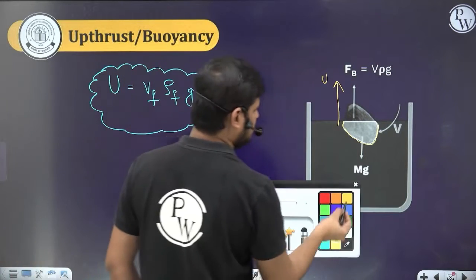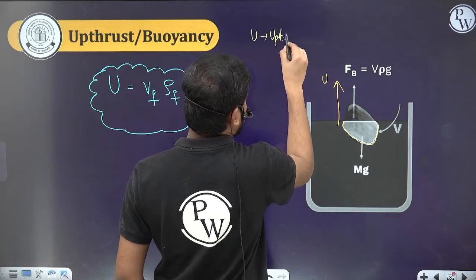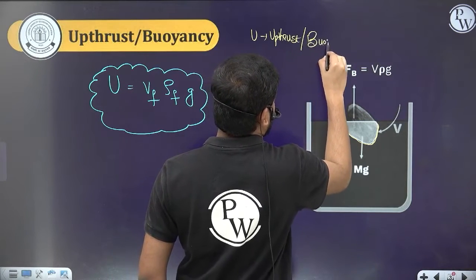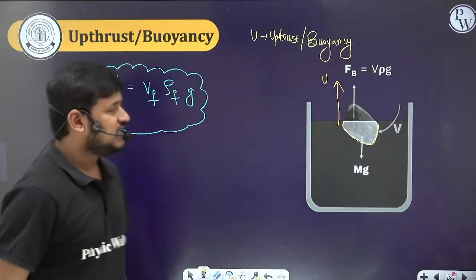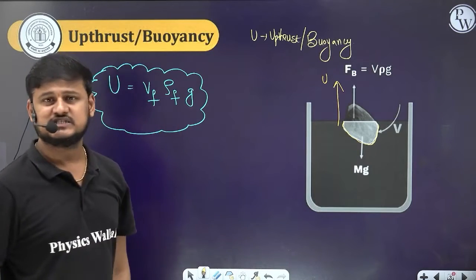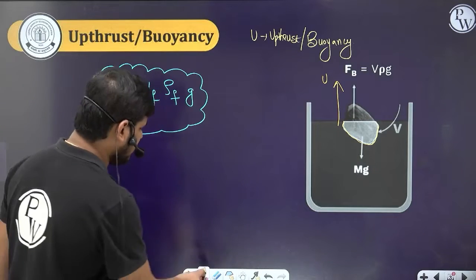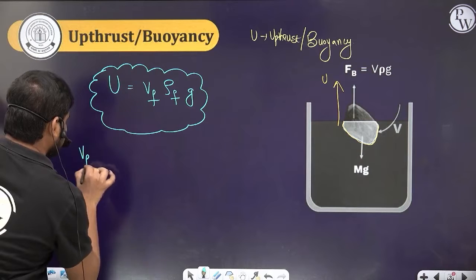So write down: U is the upthrust or buoyancy. Clear? Done. Now let's move further. What is Vf and what is rho f? What is g? g is the acceleration due to gravity, you already know that. Then what is rho f? Vf first.